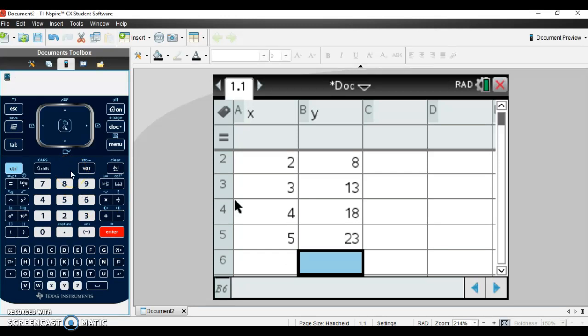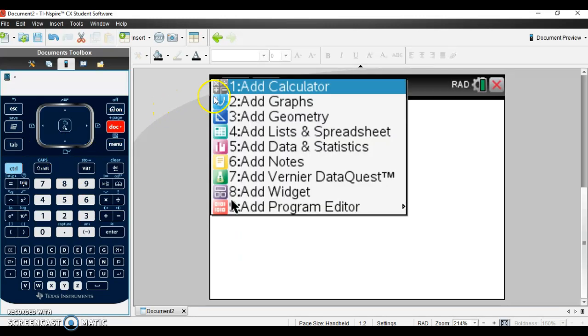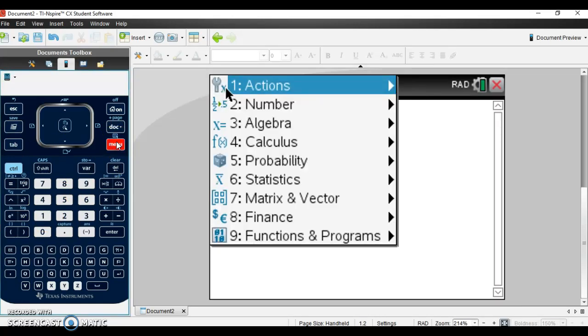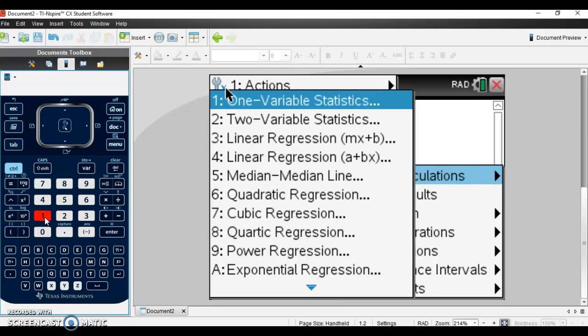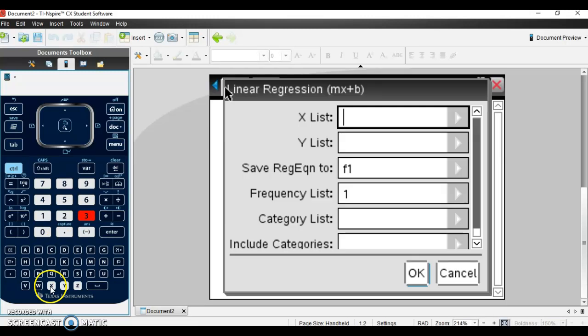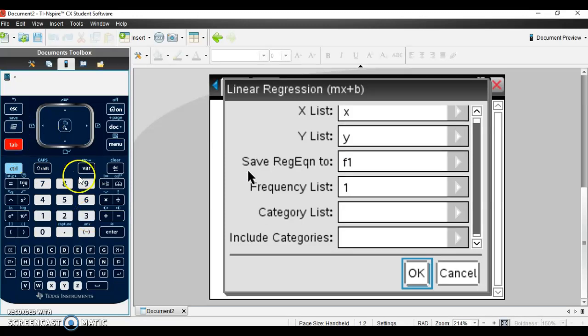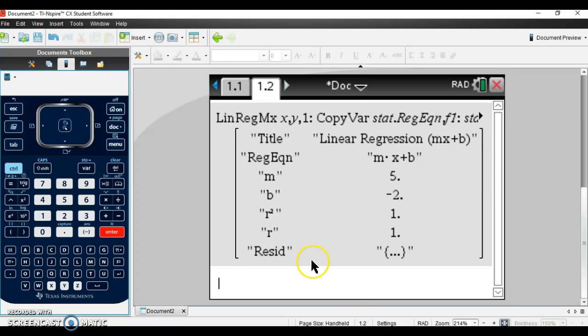And then the same steps apply here that they did with the regression. I want to do Control Doc to add a calculator page. So number 1. And then Menu, we're going to do Statistics, Stat Calculations, and then Linear Regression, number 3. The X list is still X because that's what I named it. Hit tab. The Y list is still Y because that's what we named it. And we're going to tab all the way down and hit OK. And then this is going to give us our slope and our y-intercept, which is what we need to write an equation.